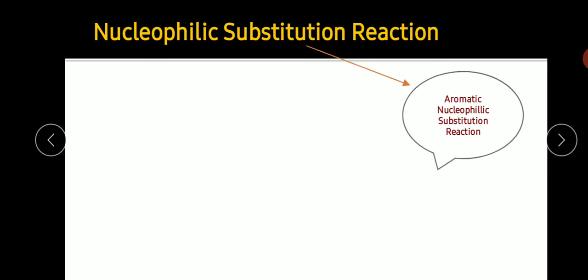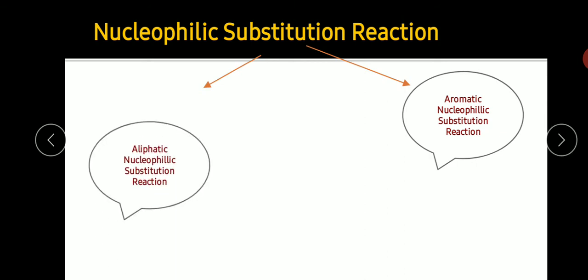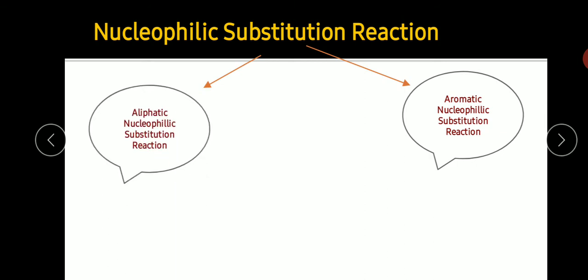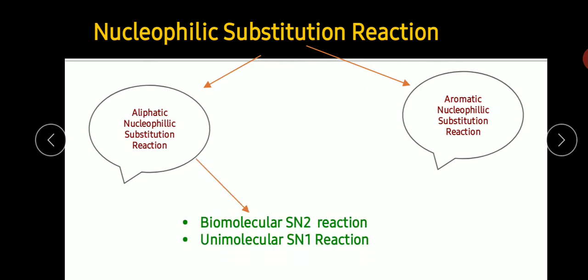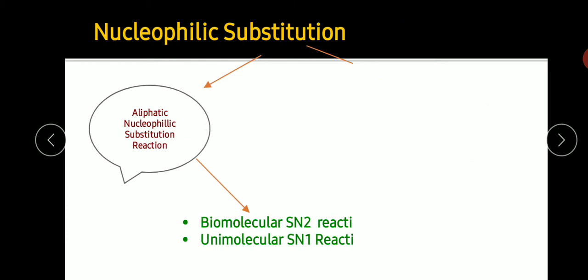Now see the nucleophilic substitution reaction. Nucleophilic substitution reaction is again divided into two types: aromatic nucleophilic substitution reaction and aliphatic nucleophilic substitution reaction. Aliphatic nucleophilic substitution reaction is again divided into two types. The first type is the bimolecular SN2 reaction and the second is the unimolecular SN1 reaction.